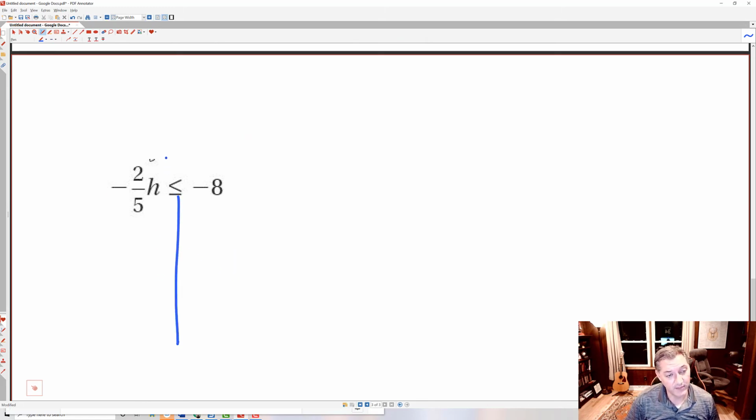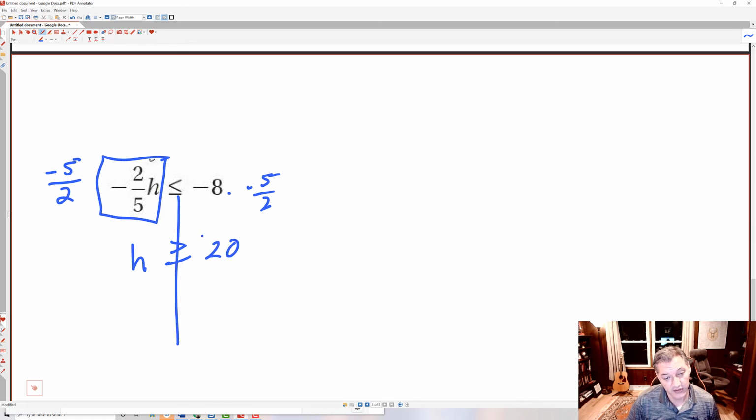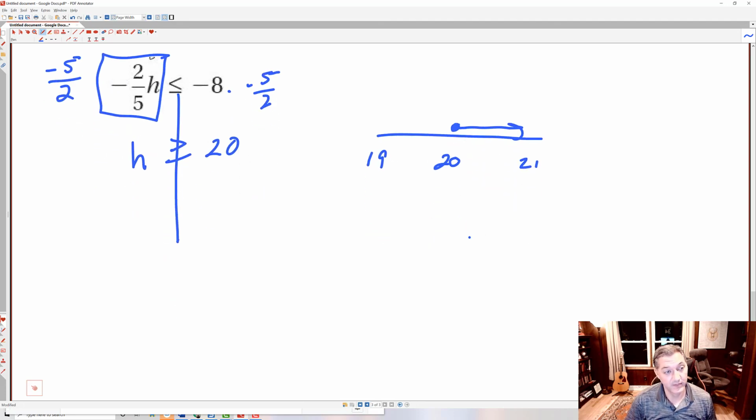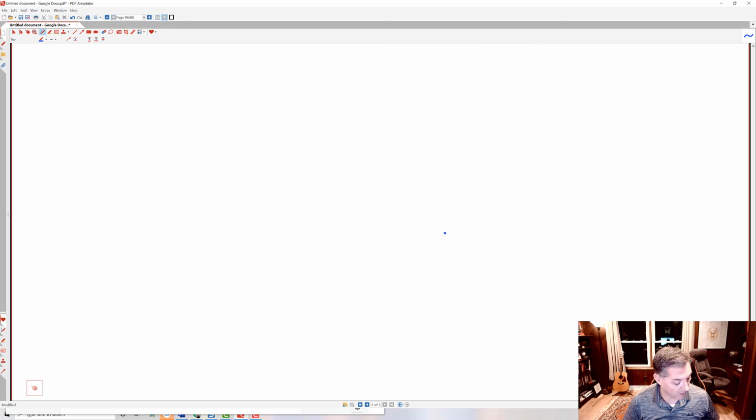This one here, draw a line, box this. Hopefully you realize right away that's a negative coefficient. So that means the sign's going to flip, right? So -5/2, -5/2. So I'm going to flip the sign to start with. This is just h, and this becomes 40 divided by 2 is 20. So put 20, 21, and 19. And it's a closed circle. And because h is greater than, it goes to the right.